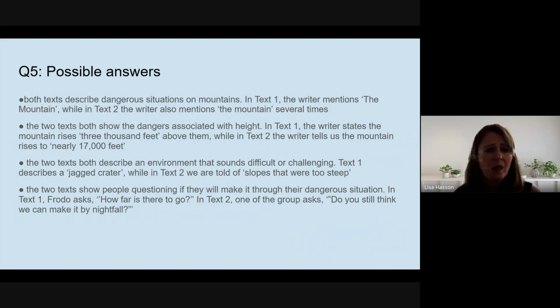The 2 texts both describe the environment that sounds difficult or challenging. I mean, to be honest, that's a given because we know that from one of the questions we already had earlier. Jagged crater is our example from text 1, and slopes that were too steep is our example in text 2. So obviously you might want to add a bit of an explanation there about how that might imply it's difficult, but we don't need to analyze anything. And then the final suggestion is that it shows 2 people questioning if they'll make it.